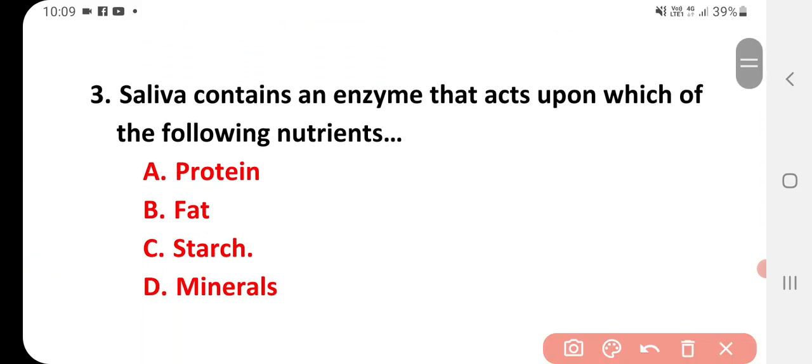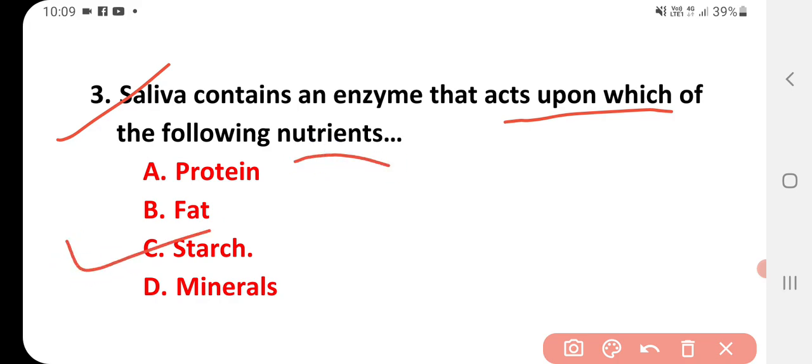Third, saliva contains an enzyme that acts upon which of the following nutrients? Option A, protein, fat, starch, minerals. So saliva contains an enzyme that acts upon which of the following nutrients? Starch. Option C.